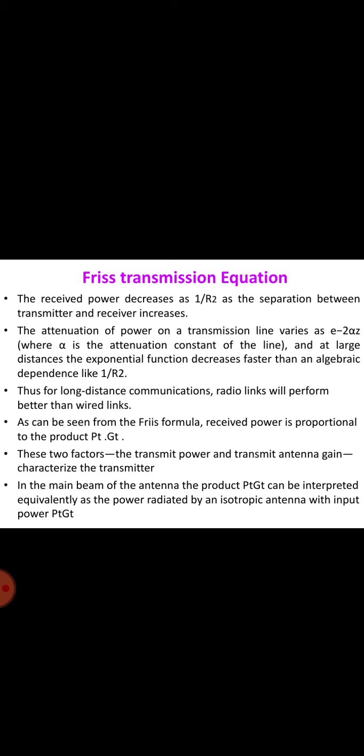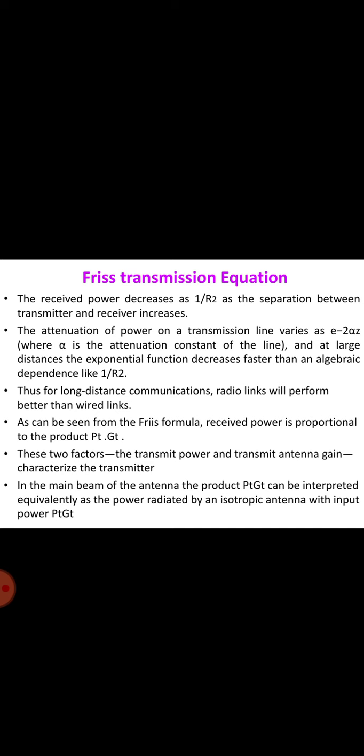So you can observe that the received power decreases as 1 by R squared as the separation between transmitter and receiver increases. This dependence is a result of conservation of energy. While it may seem prohibitively large for large distances, in fact the space decay of 1 by R squared is usually much better than the exponential decrease in power due to losses in a wired communication link.